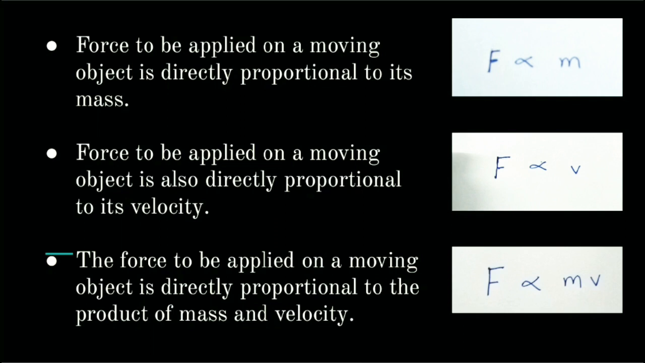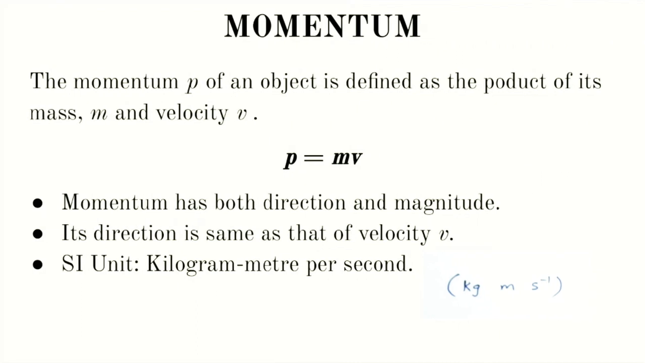Now, combining both the facts, we come to the third fact, which says force is directly proportional to the product of mass and velocity of an object. This product of mass and velocity gives us a new term, momentum. The momentum p of an object is defined as the product of its mass m and velocity v. Momentum is denoted by small p equal to m into v.